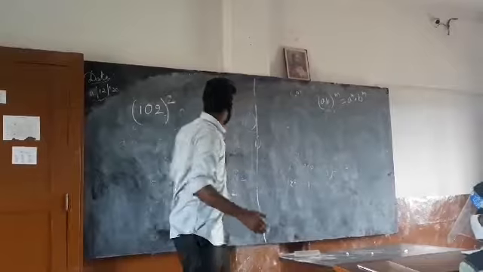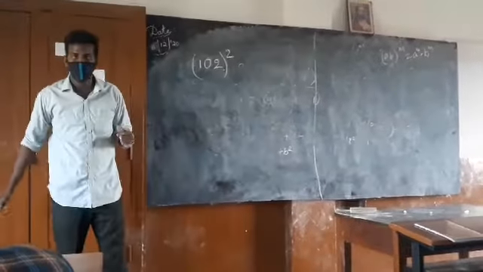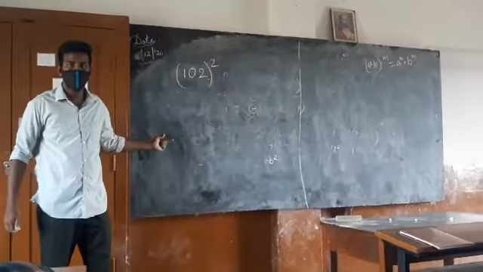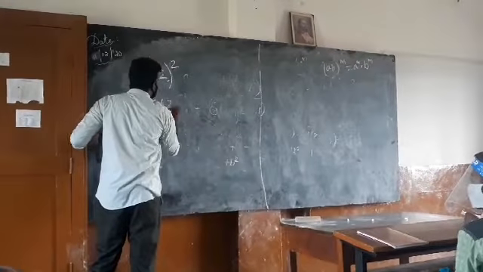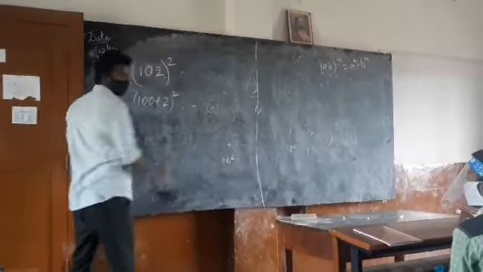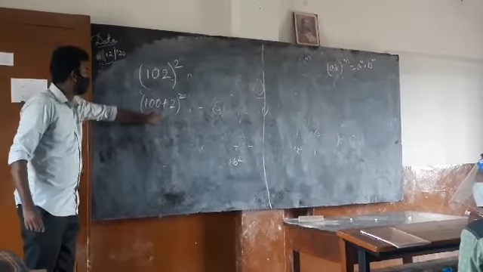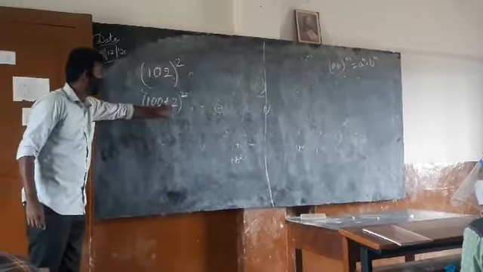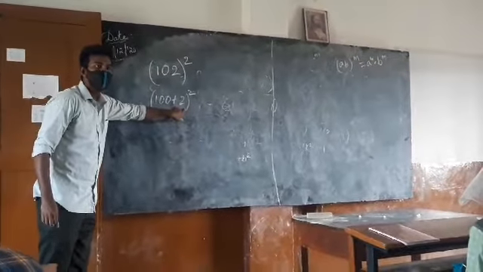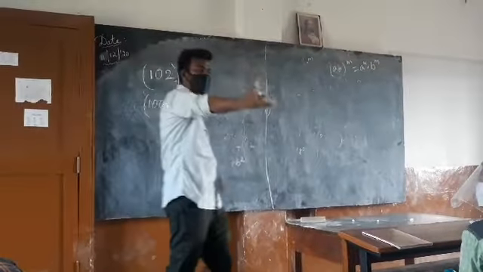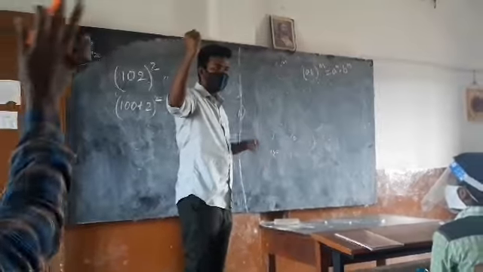Make one number as 100. Then the other number will be 2. 100 plus 2 you can write. Yes, 102 is divided into 100 plus 2. Does it look like a plus b whole square? What is the formula of a plus b whole square, Ashish?